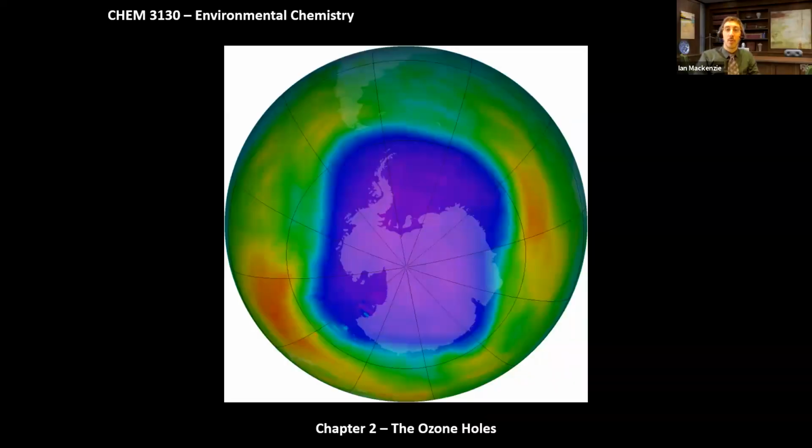So now that we've talked quite a bit about some of the fundamental chemical reactions that occur in the stratosphere here in chapter 1, we now move into chapter 2 where we do a deeper dive into the chemistry of ozone depletion. And the reason we do this is because this atmospheric phenomenon of ozone holes is really a very important topic when we talk about atmospheric chemistry.